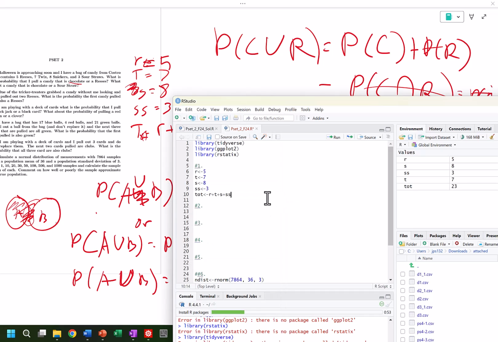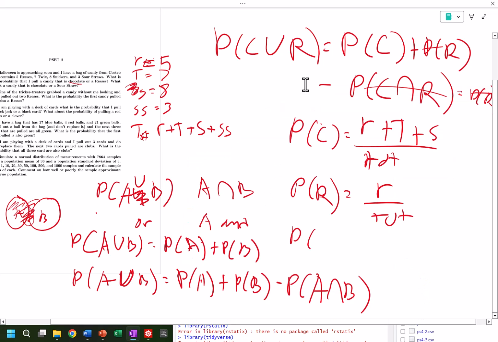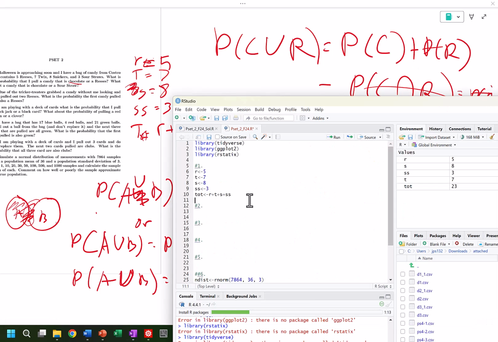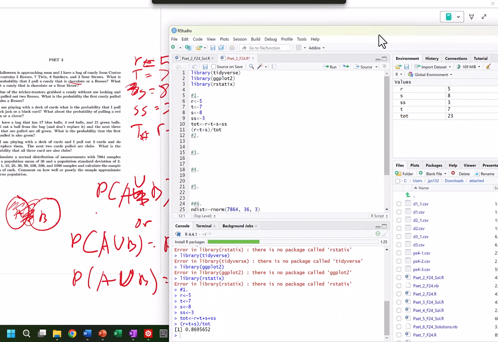Control Enter. So we're good there. So the probability there, that is chocolate and a Reese's, again, will give us essentially that value. So these two are going to cancel each other out. So the probability that I have a chocolate is just going to be Reese's plus that plus that. So our probability will be Reese's plus Twix plus Snickers divided by tote. And that is our probability here. So that's our first answer.